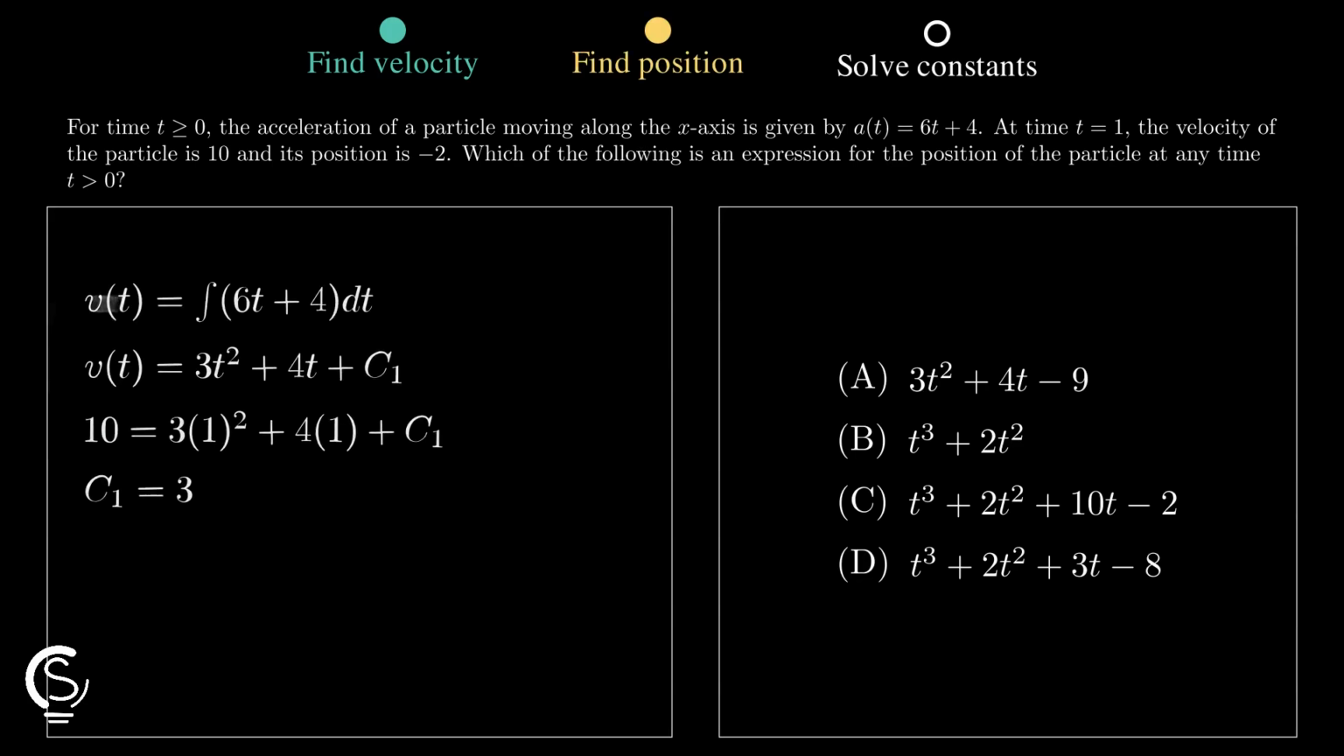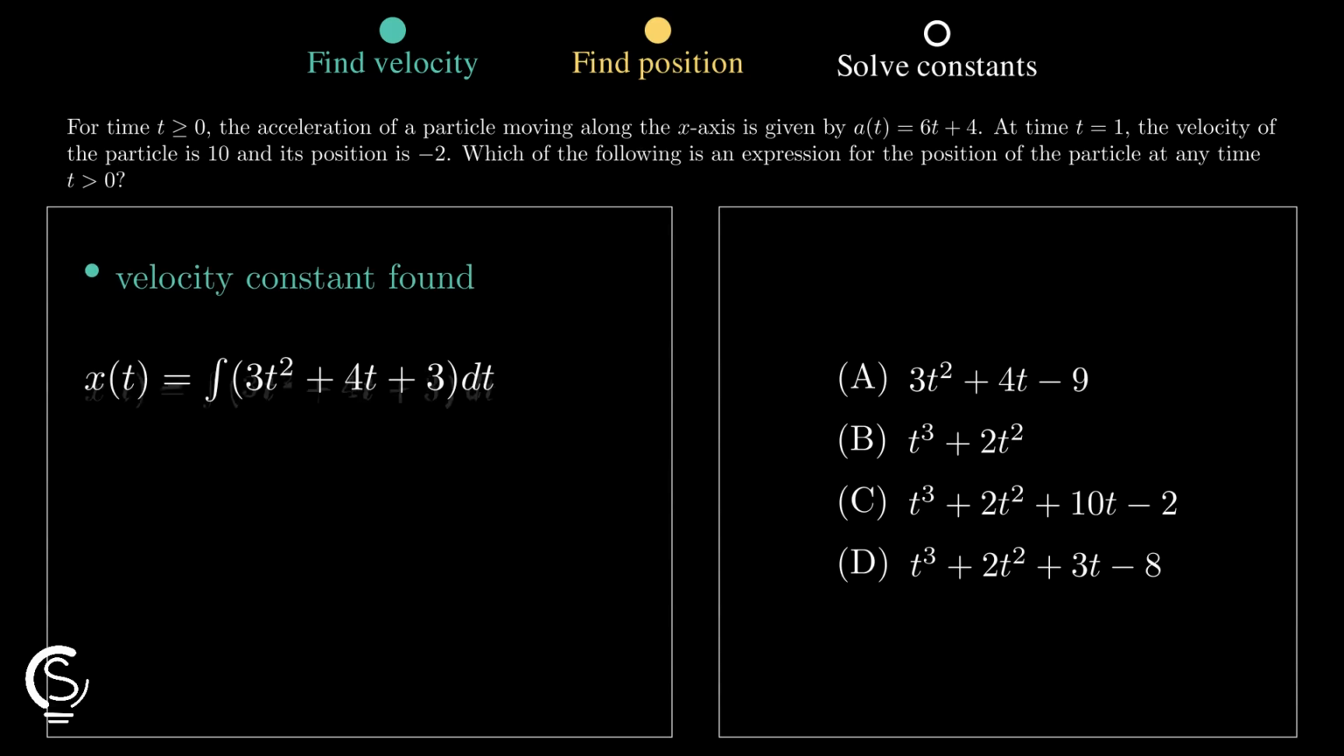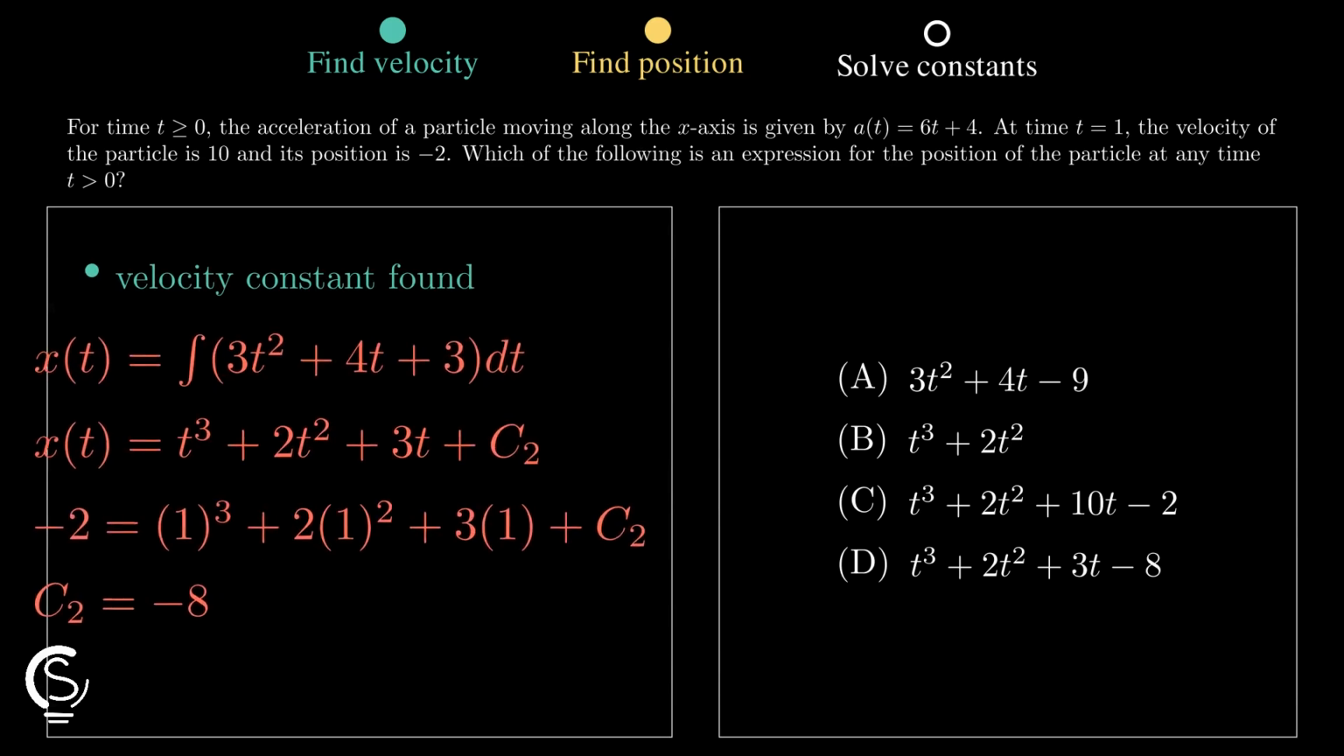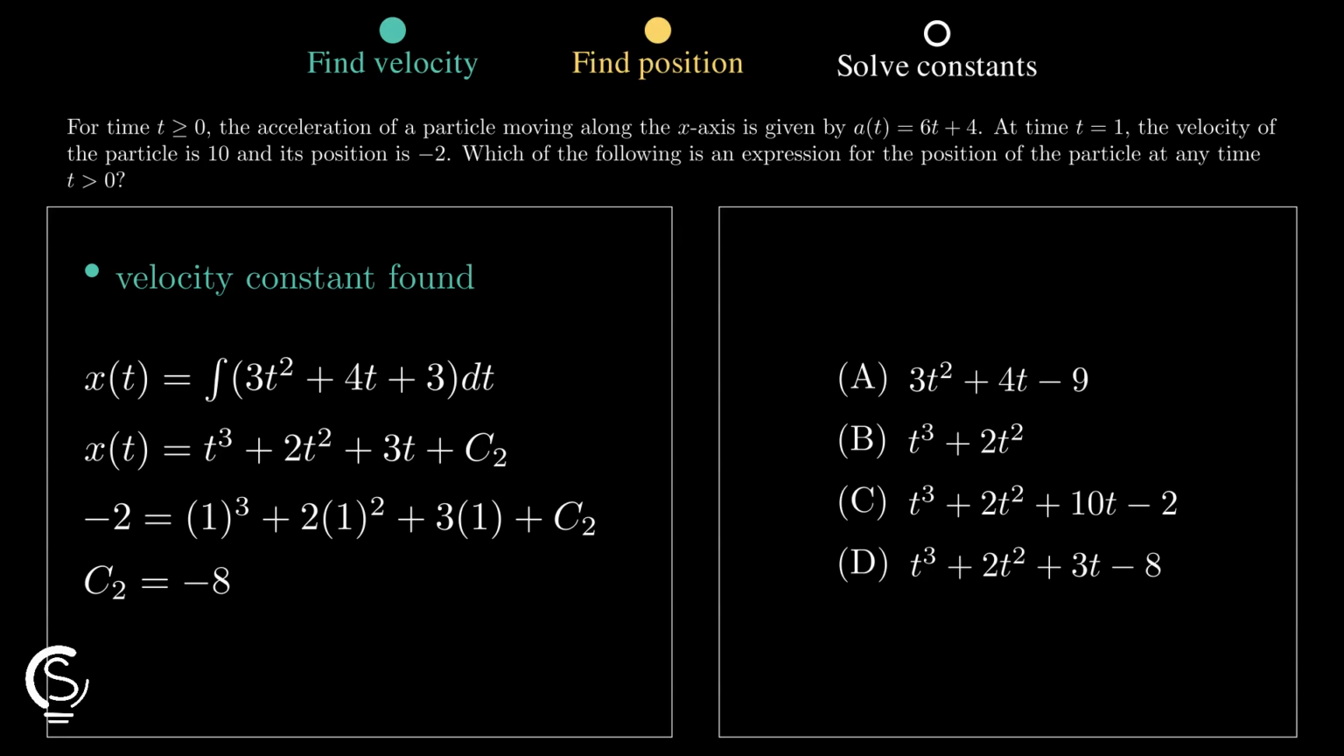Now integrate the velocity function to find the position. This introduces a second constant, c2. We use the position at time 1 to determine its exact numerical value here.